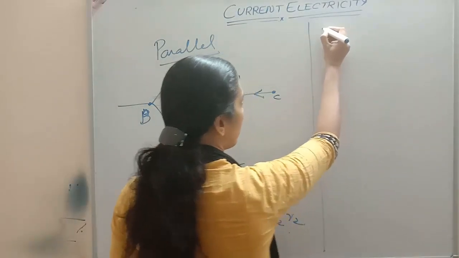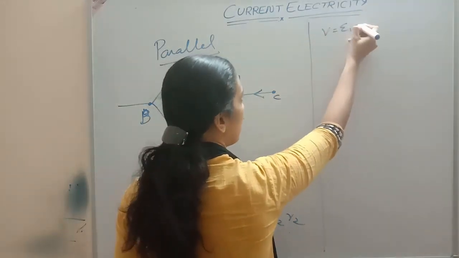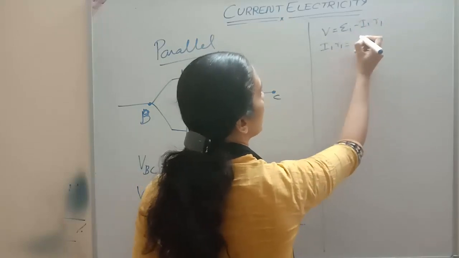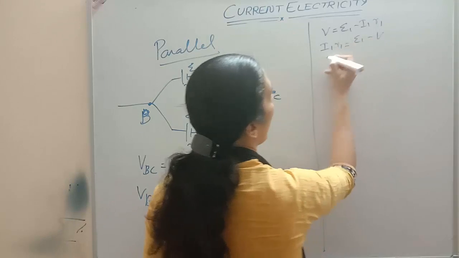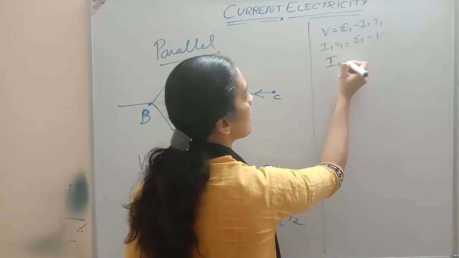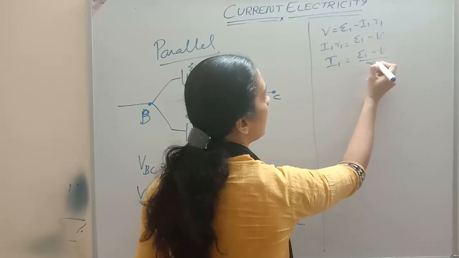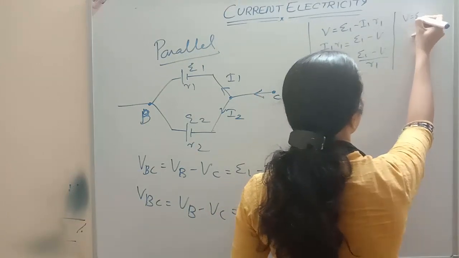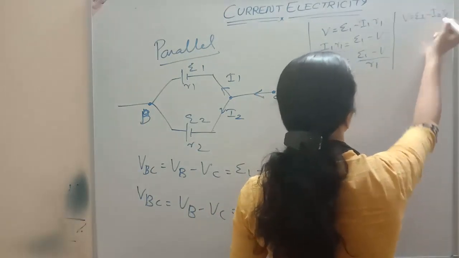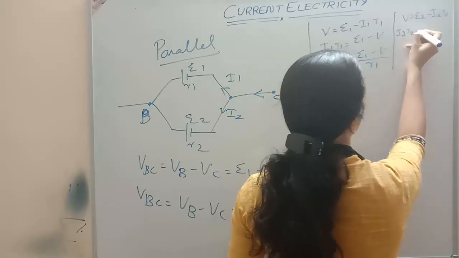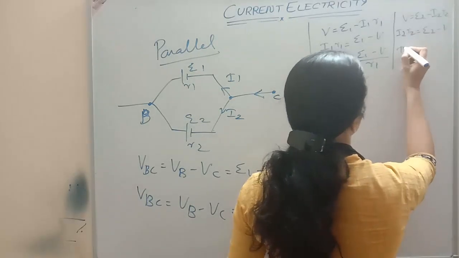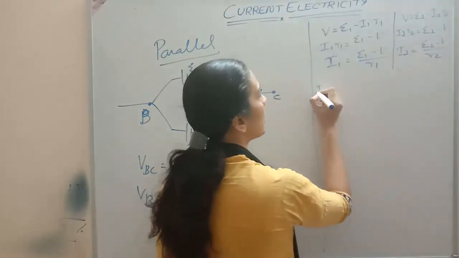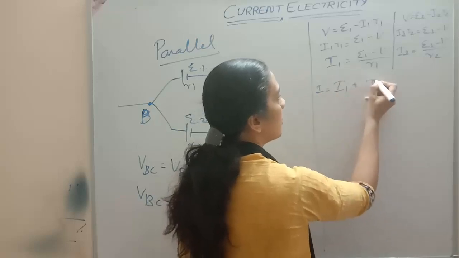So here V equals E1 minus I1 R1. Therefore I1 R1 equals E1 minus V, and I1 equals E1 minus V divided by R1. In the same way, for I2 we get V equals E2 minus I2 R2, and I2 R2 equals E2 minus V. Therefore I2 equals E2 minus V divided by R2. The total current in the circuit, I, equals I1 plus I2.